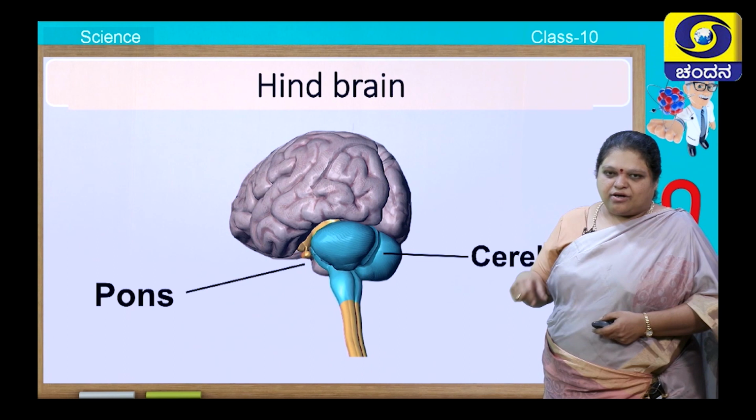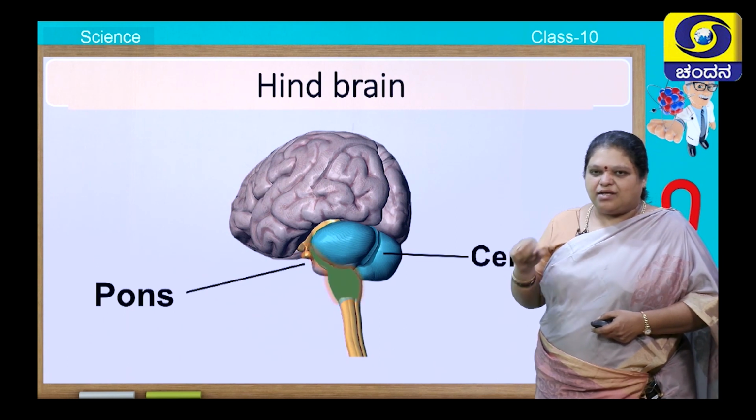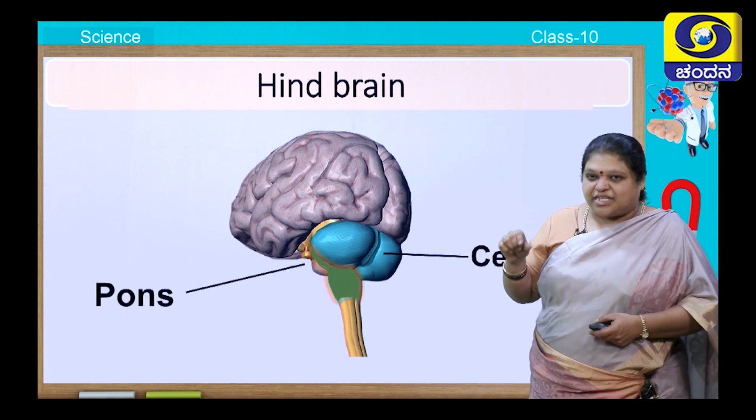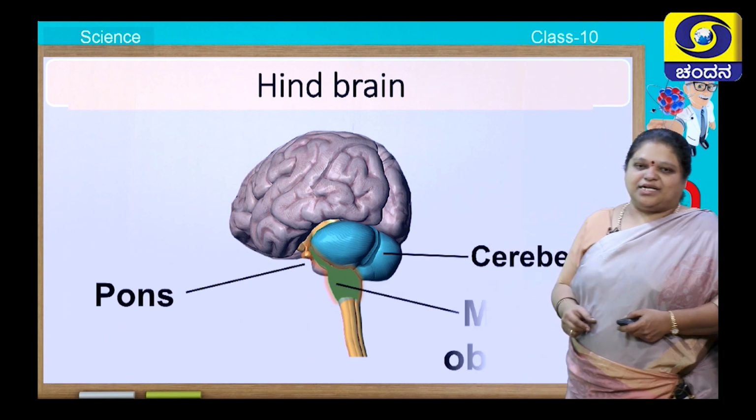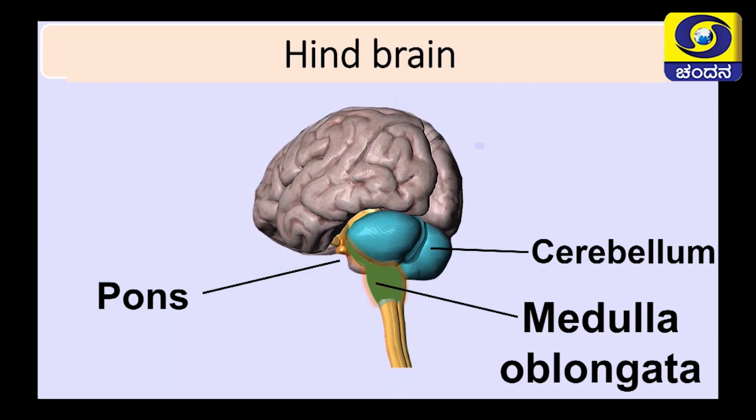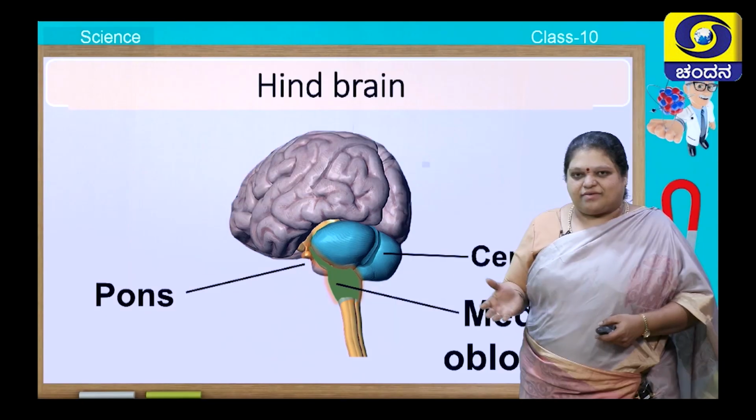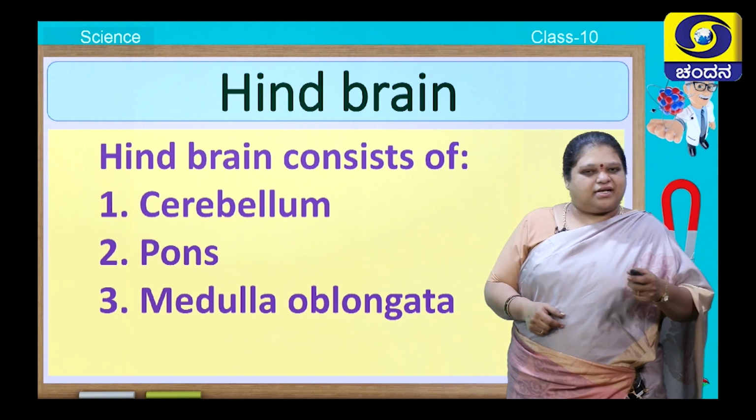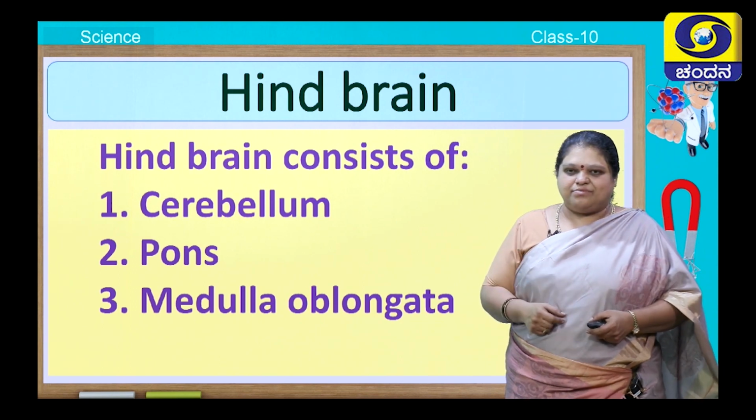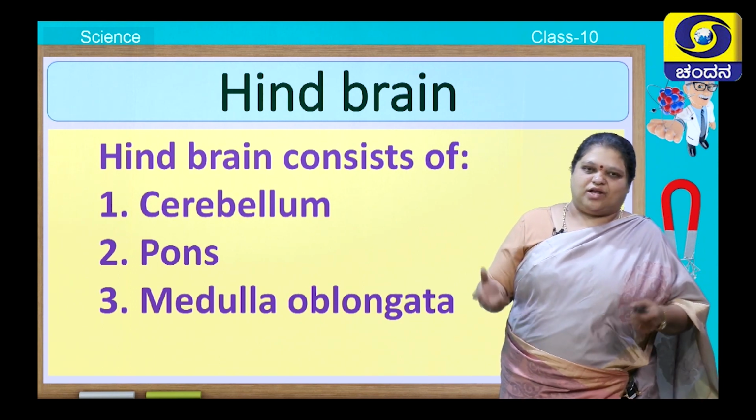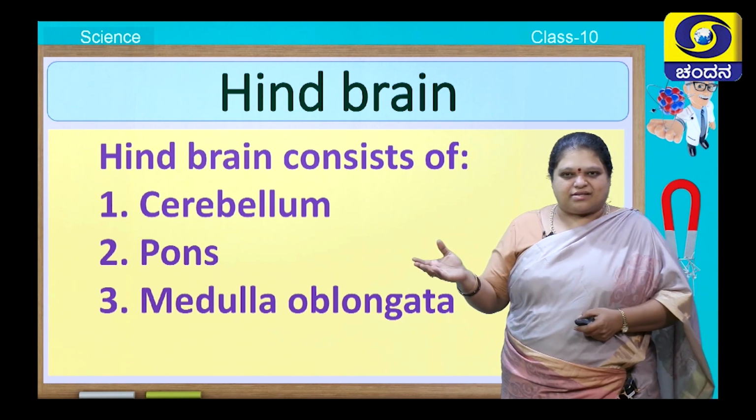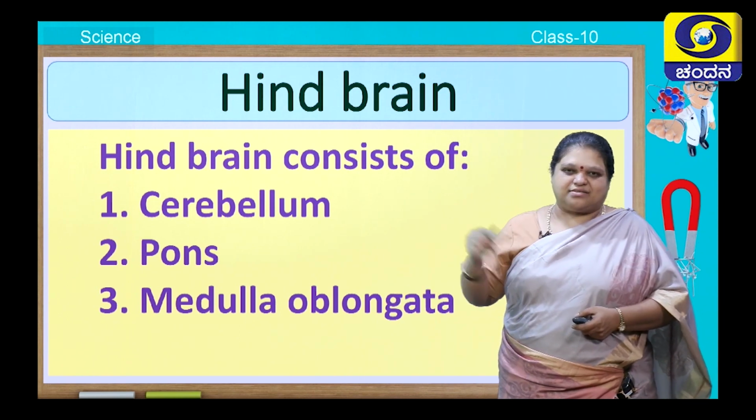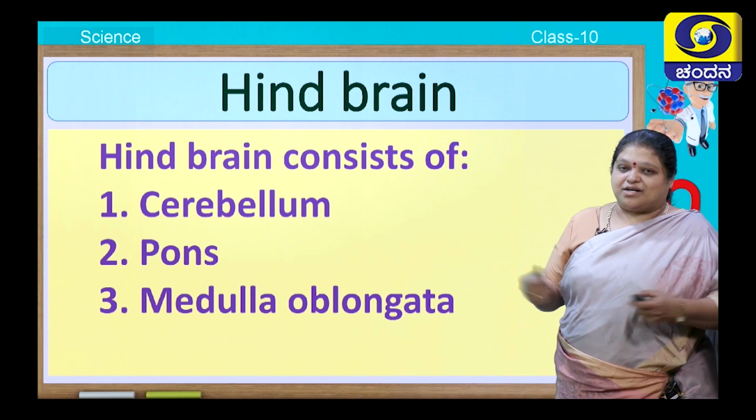Next, below that you find one small tubular structure starting from that portion, which you call the medulla oblongata. So these 3 fully comprise our hindbrain. Please write down, children: the hindbrain consists of the cerebellum, pons, and medulla oblongata. So these are the 3 parts. Now let us see how they work.